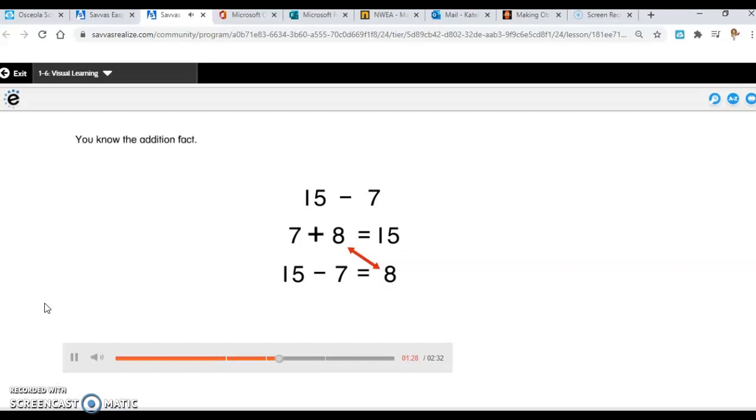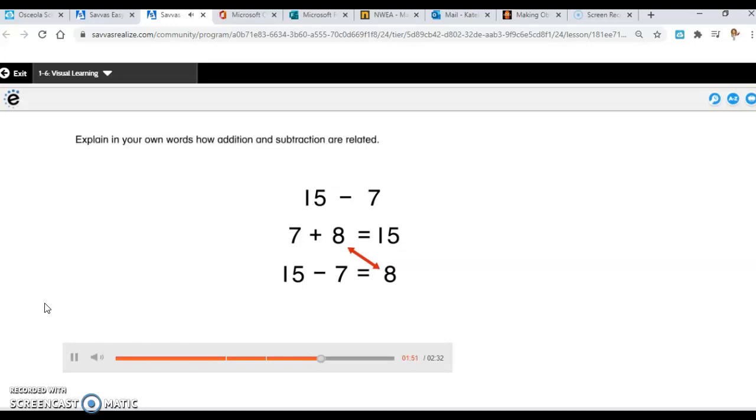You know the addition fact. The addition fact is 7 plus 8 equals 15. So you also know the subtraction fact. The subtraction fact is 15 minus 7 equals 8.